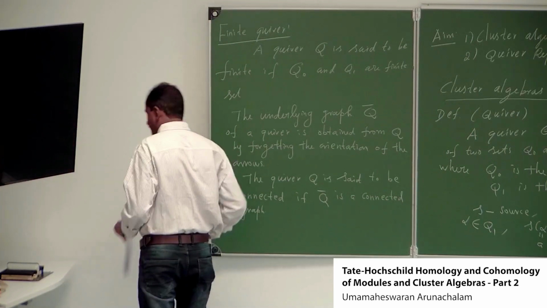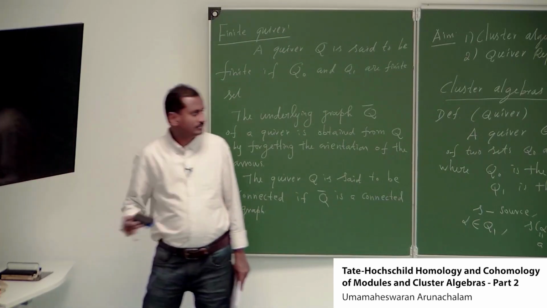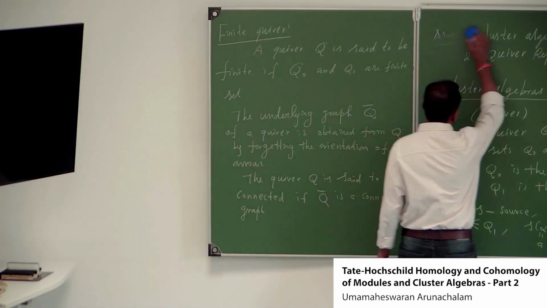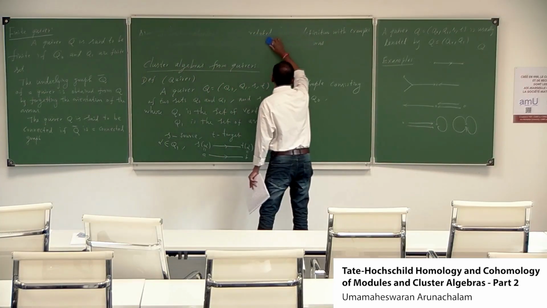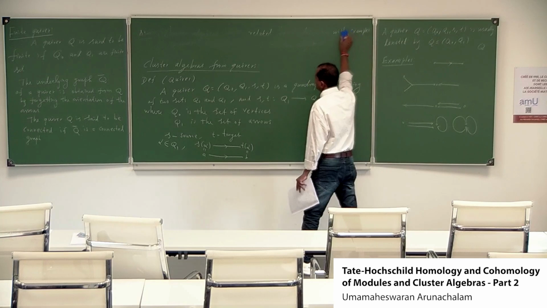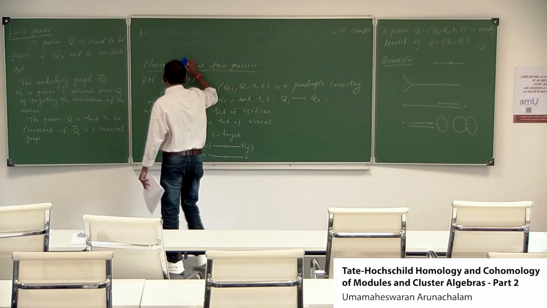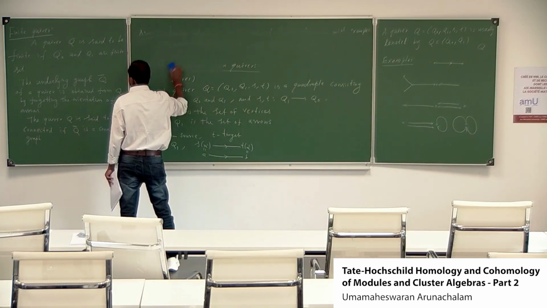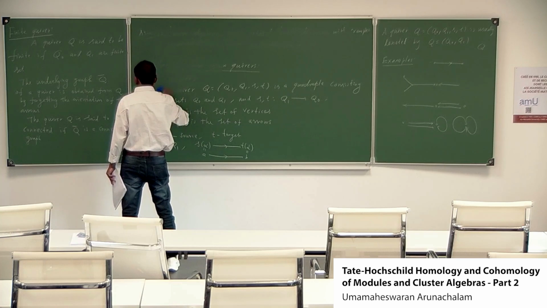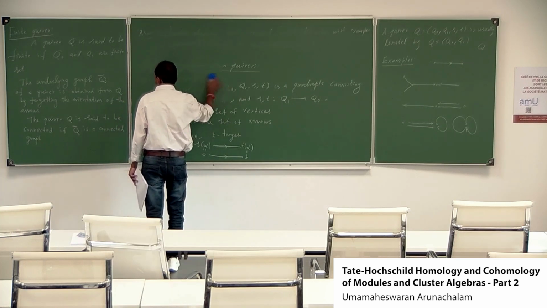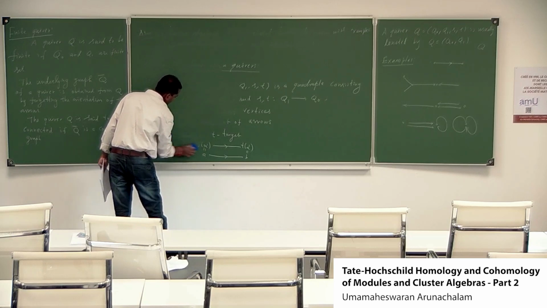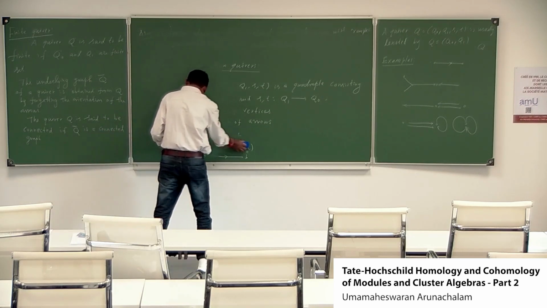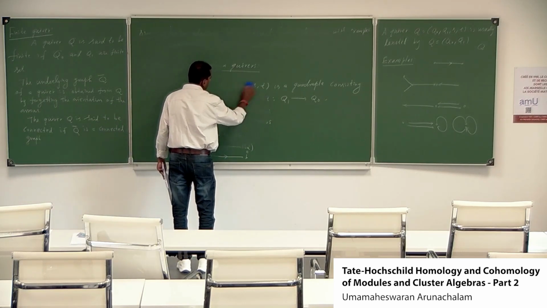Next one, path. We are studying cluster algebras from quivers here. First I defined what a quiver is, with some examples, and what a finite quiver, an underlying graph and a connected graph are. These things we discussed. Now I am going to tell what a path is.